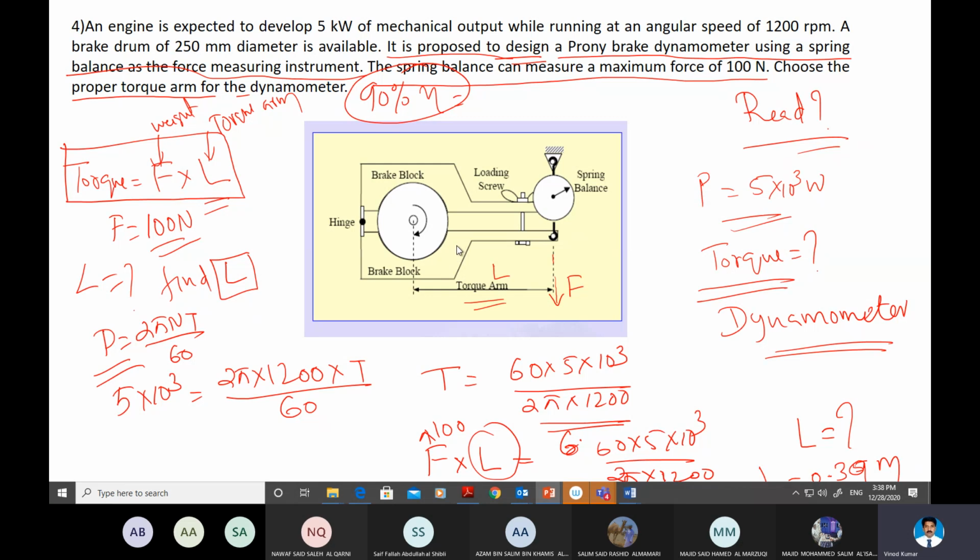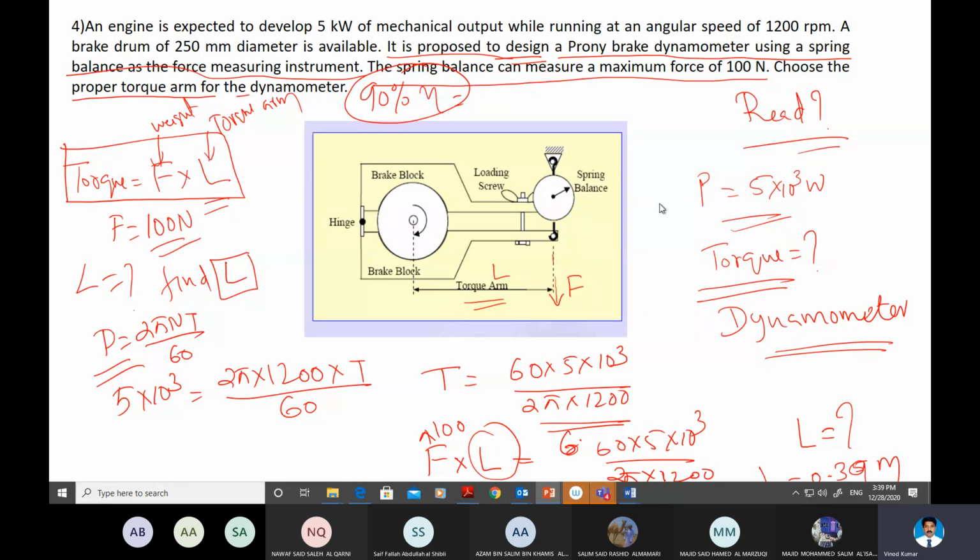Now in this dynamometer, we have a power given, which is 5 kilowatts. No, we need to design. This question is slightly different. We need to design a dynamometer, meaning we need to find the torque arm length. So how to find the torque arm length: first step, we have power.